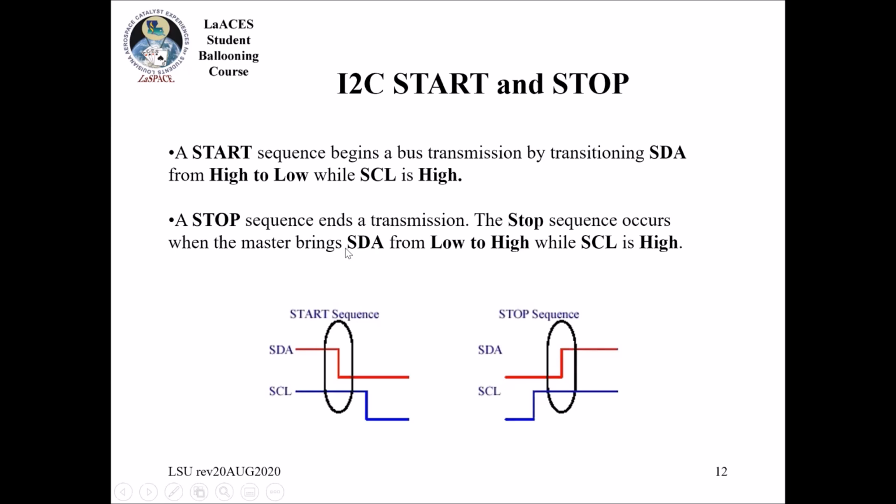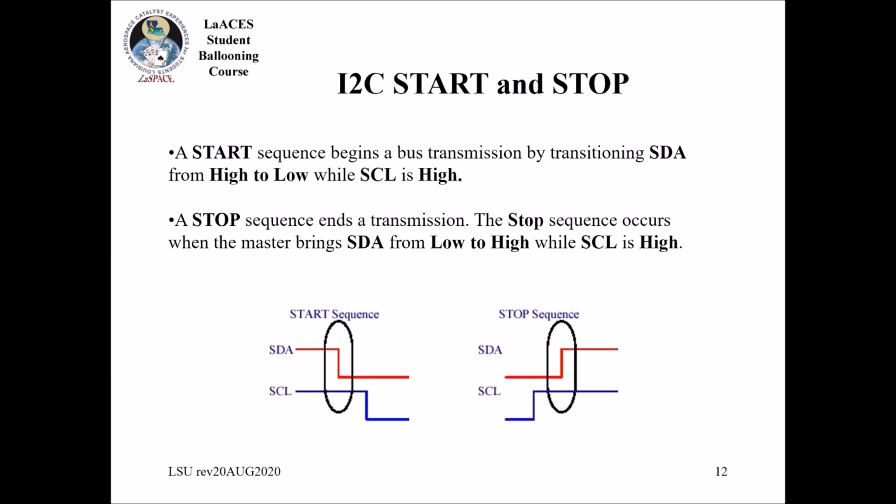So, more about the details of this. A start sequence begins a bus transmission by transitioning the data line from high to low, while the clock line is high. And then a stop sequence ends transmission. The stop sequence occurs when the master brings the SDA, so the master is bringing the data line from low to high while the clock is high. Okay, so again, this is just showing you those details about how this is done.